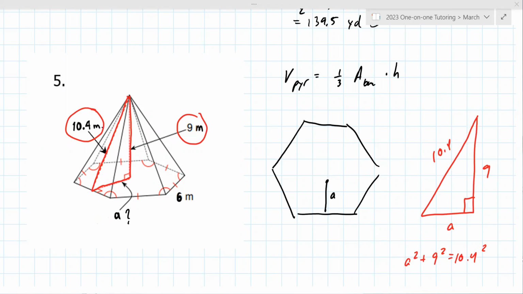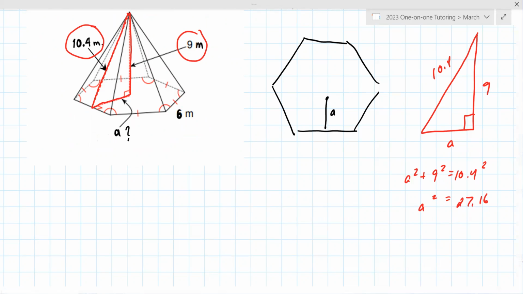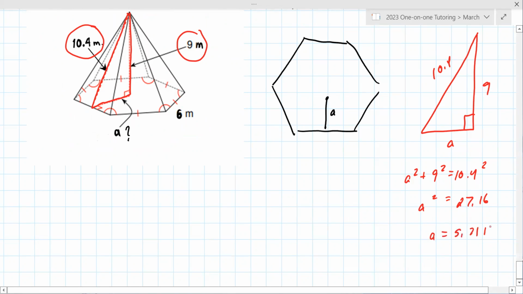Okay, I got a squared equals 27.16. So we've got to keep going. Take the square root of that, please. 5.2115. Yes. And that's why I mentioned it doesn't work out nice, so just round it out, go out further with it.